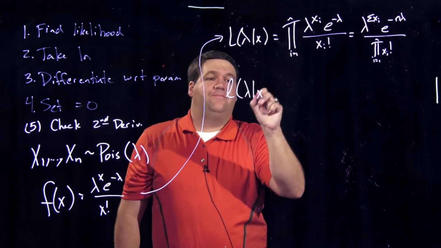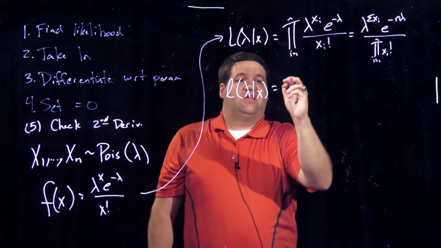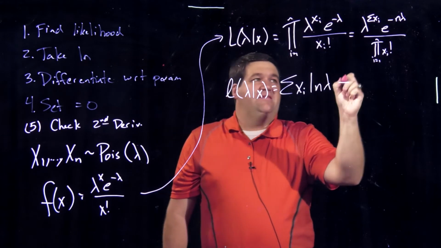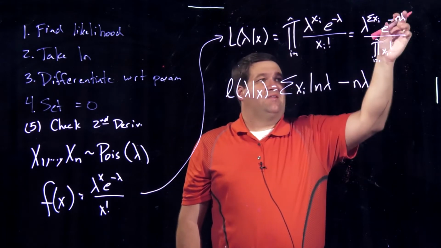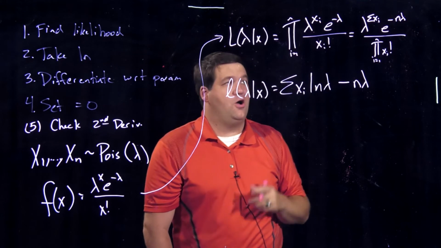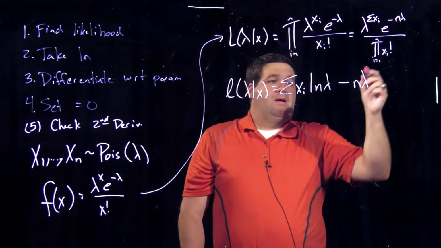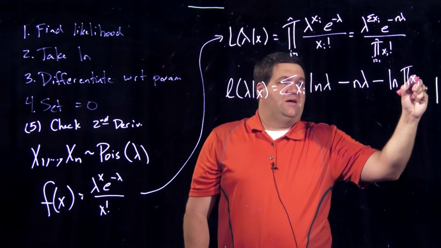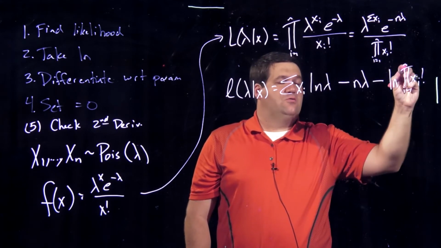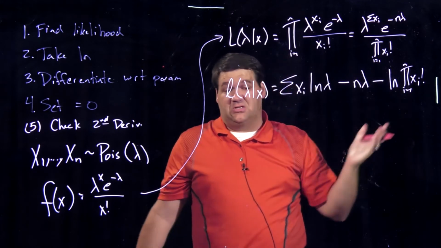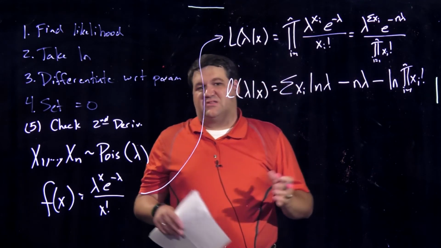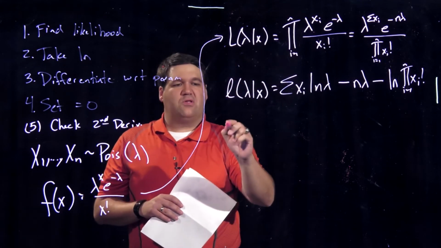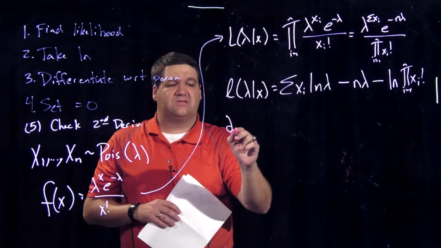So the log would be, like we've done before, the sum of the xi's times log lambda, minus n lambda, because that's the log of e to the negative n lambda, minus, because it's now in the denominator, again, the log of the product of the factorials, which is really gross. If you have a log of a product, you can change it to the sum of the logs. That's okay too, but here's the big kicker. We don't really need to, and this is why I wanted to do this example.